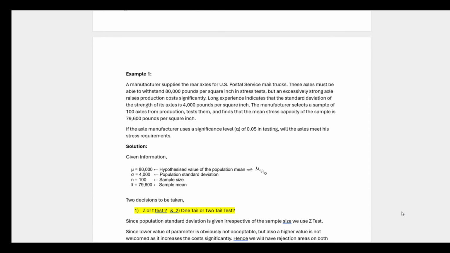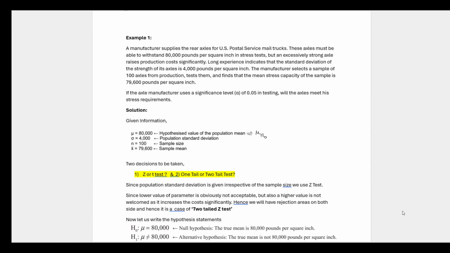A manufacturer supplies rear axles for US Postal Service mail trucks. These axles must be able to withstand 80,000 pounds per square inch stress tests. So this is one of the specifications. But an excessively strong axle raises production costs significantly.